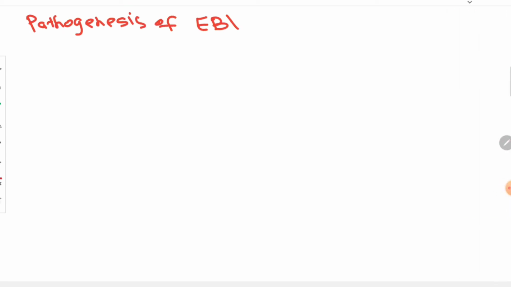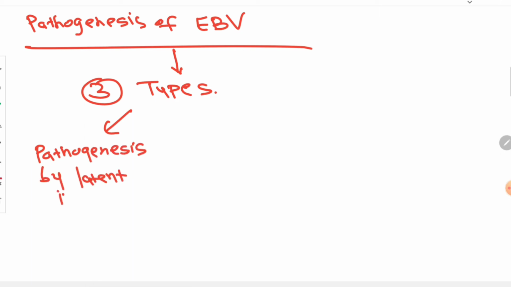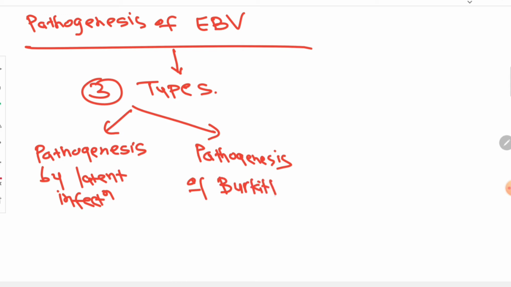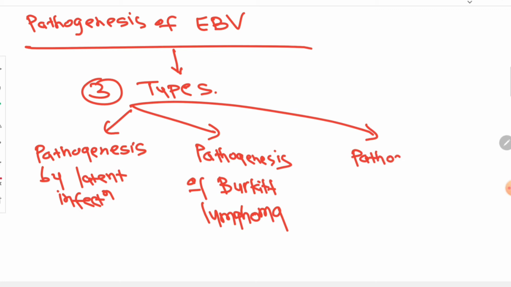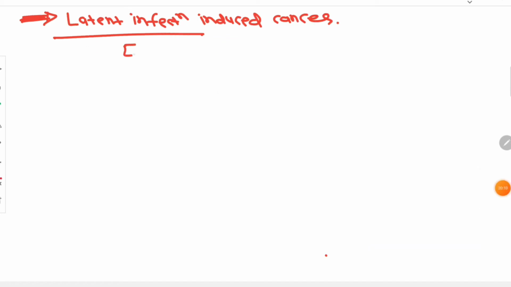So we can divide the pathogenesis of Epstein-Barr virus into three types. Pathogenesis can be discussed in three types. One is pathogenesis by latent infection. Second one is pathogenesis of Burkitt lymphoma. And third one is pathogenesis of nasopharyngeal carcinoma. So let's discuss first latent infection induced cancer, pathogenesis of latent infection.